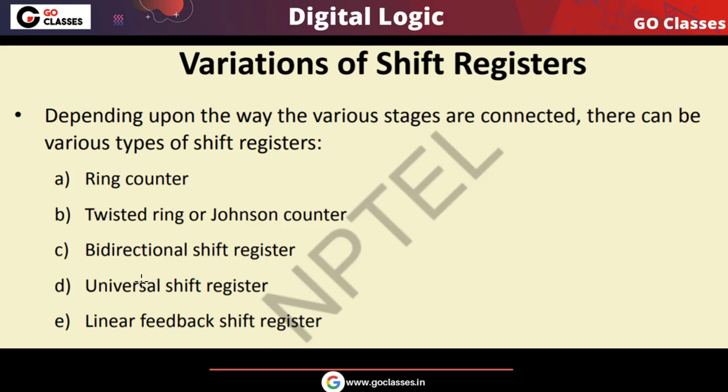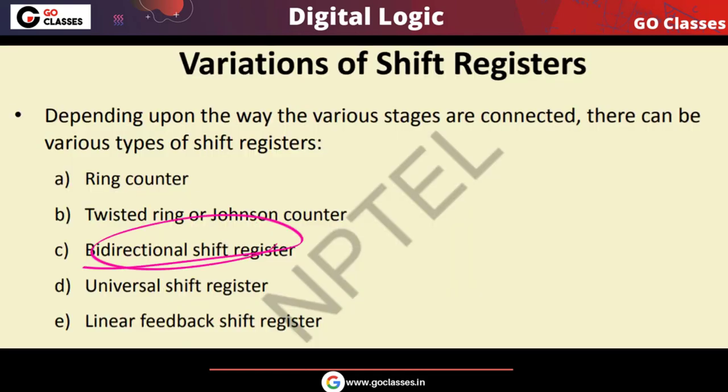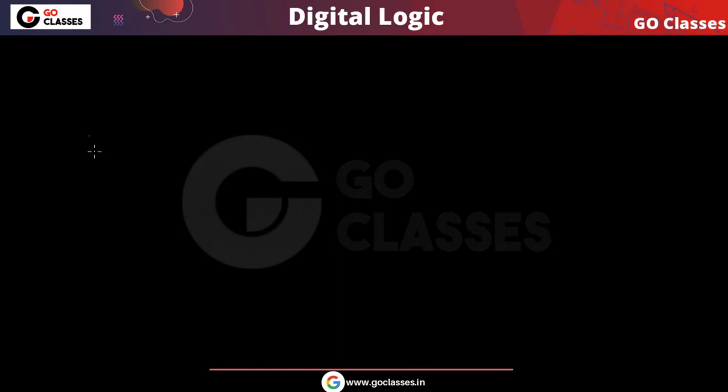Hi everyone. In this lecture we will study these three types of shift register: bidirectional shift register, universal shift register, and left linear feedback shift register. Okay. So first we will start with bidirectional shift register. So what is a bidirectional shift register? The name itself is telling you.